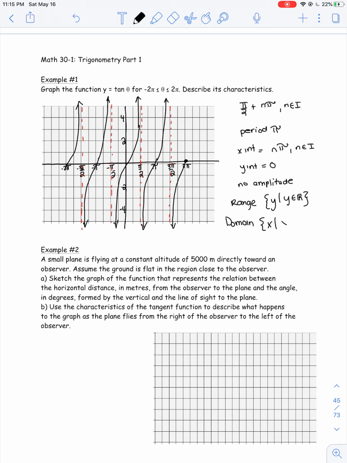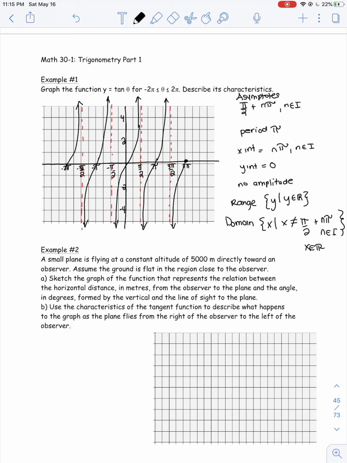we're going to have to write that x such that x cannot be all those asymptotes. So these are the asymptotes here. So we want to say that it cannot be pi over 2 plus n pi, where n is an element of integers. Okay, so all the values and everything else is allowed, so we would say x, x is an element of real numbers. Okay, so that's what that looks like.